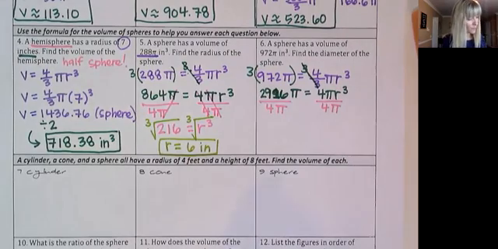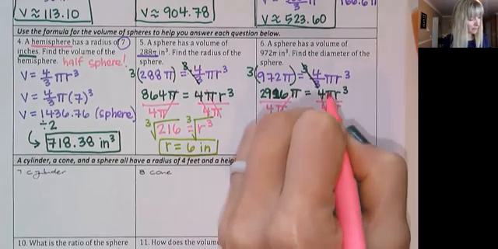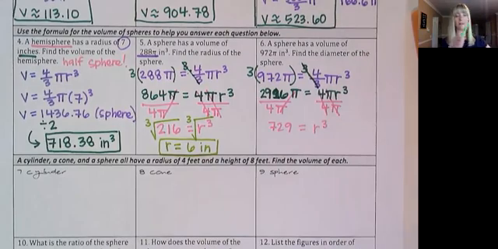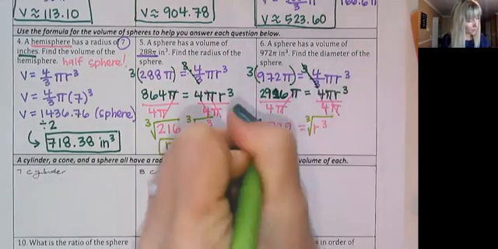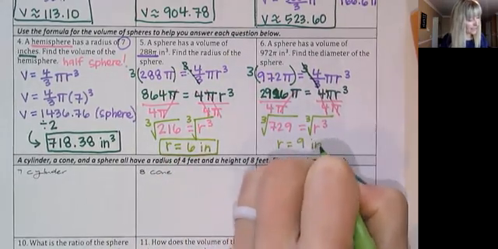2,916 divided by 4 is 729. The pi's cancel, the 4's cancel. That gives me r cubed. What do I do now if I want to figure out r? I cube root both sides. Cube root of 729 is 9 inches.